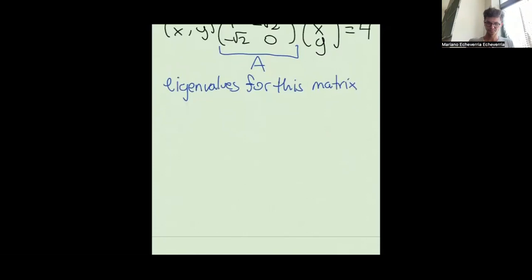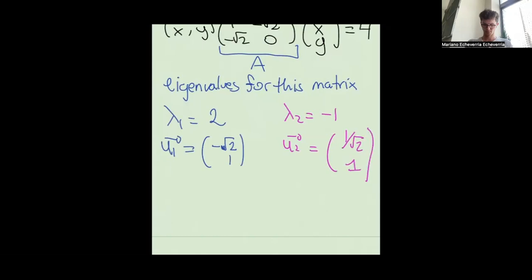So one eigenvalue is 2, and the corresponding eigenvector would be minus root of 2, 1. And the other eigenvalue for this matrix is minus 1, and the corresponding eigenvector would be 1 over root of 2, 1. Is that making sense so far? So good.